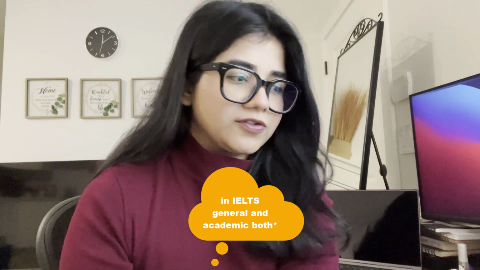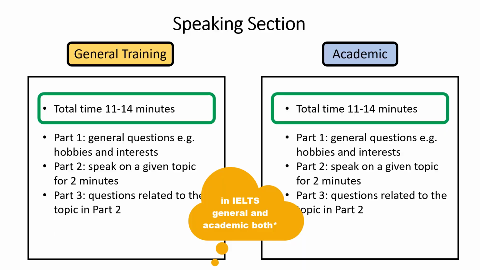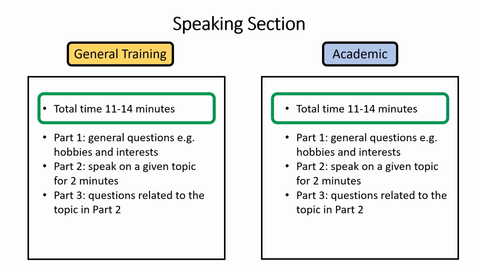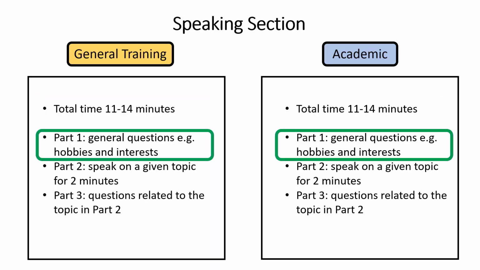Now, last but not the least, let's talk about speaking. In the speaking section, they test your ability to communicate effectively in English. The speaking section is almost the same for IELTS General and IELTS Academic. In IELTS General, the speaking section includes 3 parts and takes around 11 to 14 minutes to complete. In part 1, the examiner can ask you general questions about yourself, such as your hobbies and interests.